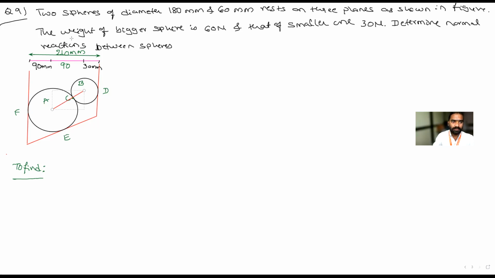So next, in this AB, I will again draw a perpendicular line. Again I will join these two. There is a triangle. The angle made by the reaction RC force, this is theta. First and foremost, I have to find out the theta value. How to find out this theta value?